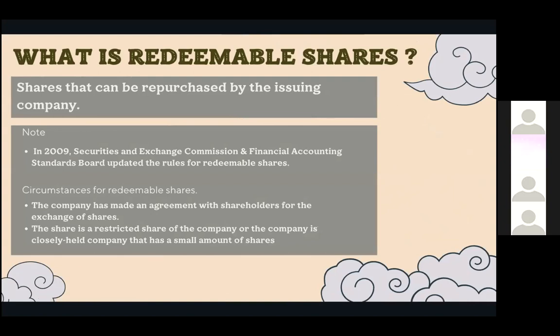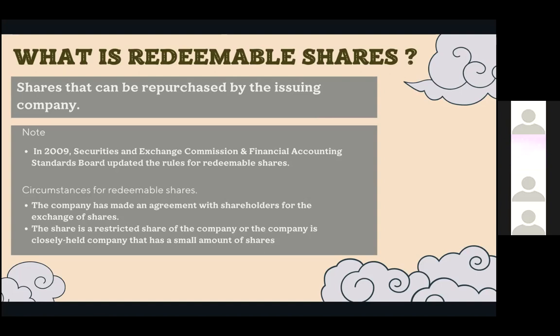Next, what are redeemable shares? Redeemable shares are shares that can be repurchased by the issuing company. Redeemable shares can only happen if the issuing company has an agreement with the shareholders that allows an exchange of shares for cash at a predetermined point in the future. Note, in 2009, the Securities and Exchange Commission and the Financial Accounting Standards Board updated the rules for redeemable shares.